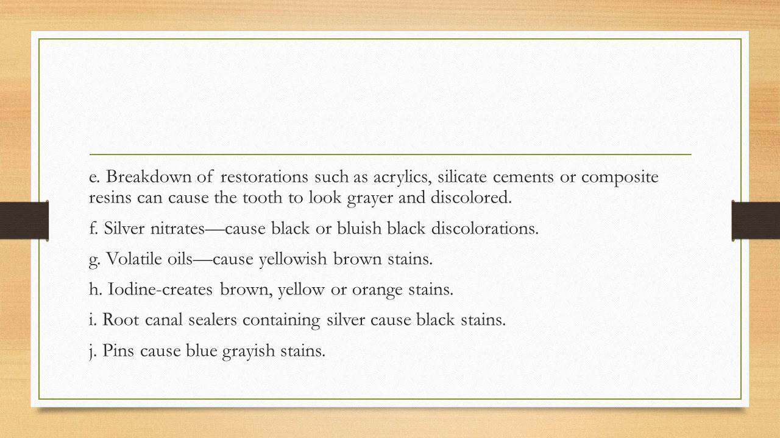Certain materials can cause discoloration. Silver nitrate, which was used, and maybe some old school dentists are still using such a material to kill the pulp tissue for pulpotomy, will cause bluish black discoloration. Volatile oils will cause yellow brown stain. Iodine creates a brown, yellow, or orange stain, and we use iodine to sterilize a wound, or in pre-surgery. Root canal sealers that contain silver will cause black stain.